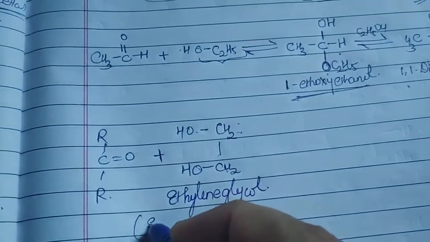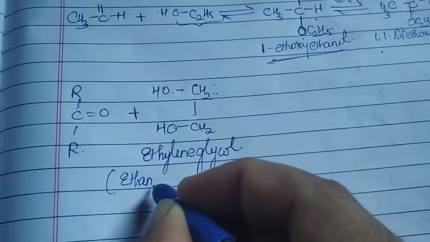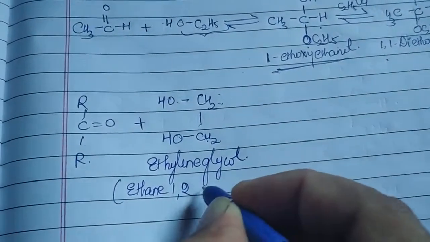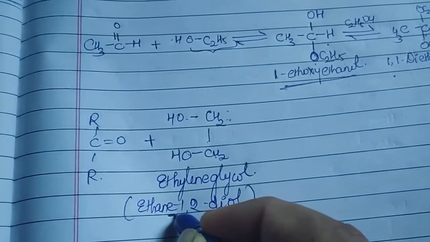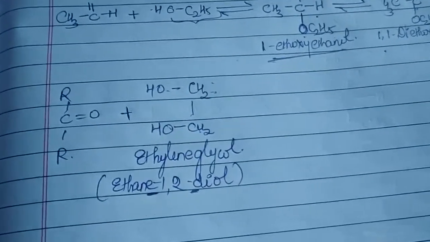So the IUPAC name, if you remember, it's well and good. Ethane 1,2 diol. Yes, see, D is there. I have not eliminated E. E should be present. Ethane 1,2 diol.